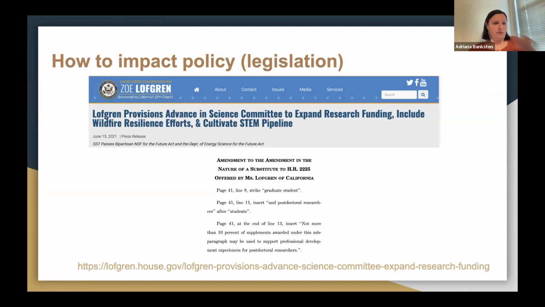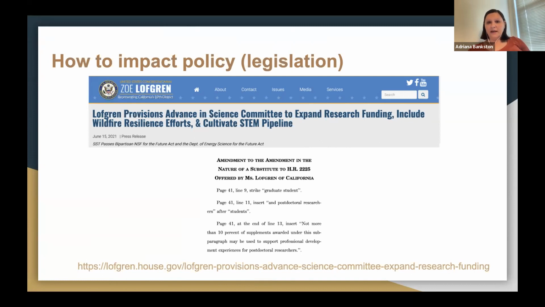So this section, sorry about that, is again to include professional development funding for postdocs in the bill, which was really exciting. This is another kind of impact in that you can add legislative language into a bill that's circulating. And so you can see this at the link in the bottom here.